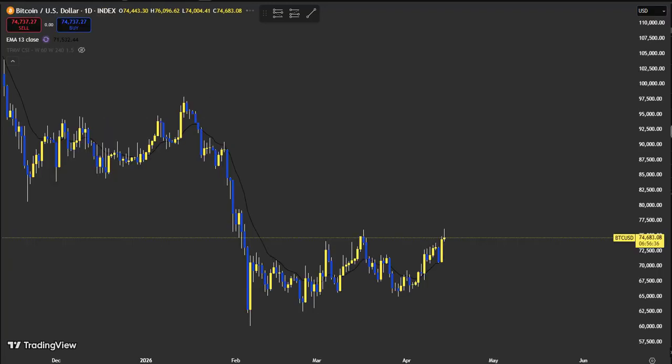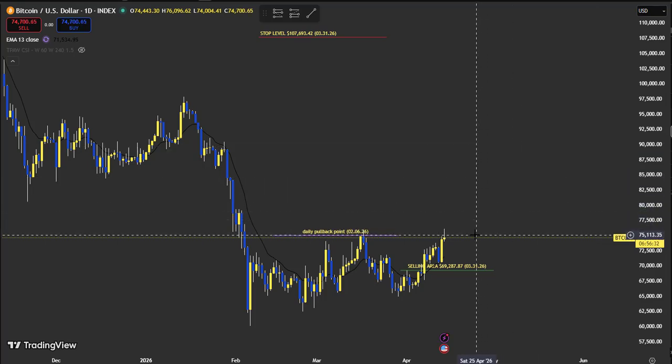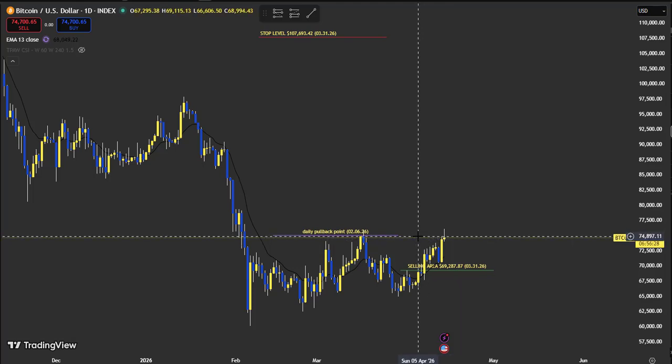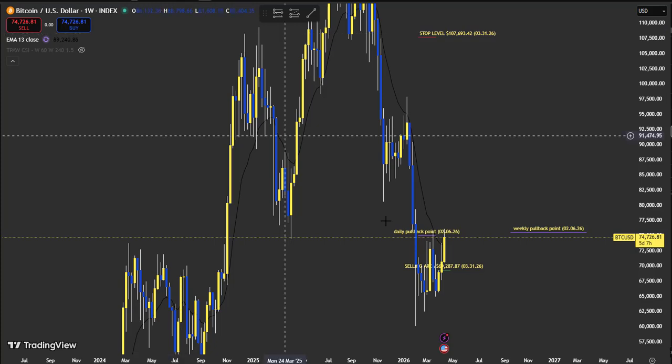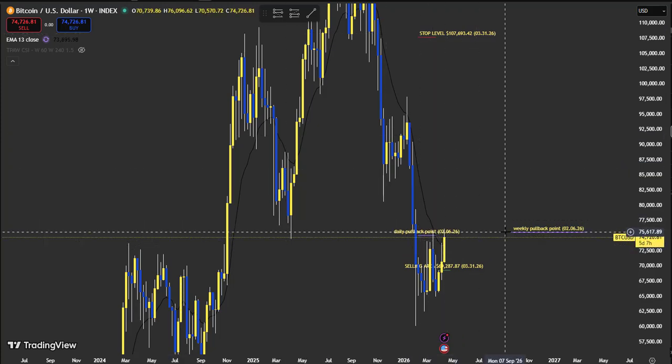Bitcoin has started to move, and I believe that Bitcoin may be fooling us. Bitcoin is back to that daily pullback point from the 6th of February that we discussed, so that is an important point. But I'm not sold on Bitcoin. I think it's just gathering orders and about to disappoint a lot of people. So I'm thinking that I've got a weekly pullback here as well, a little bit higher, about 75,617.89.